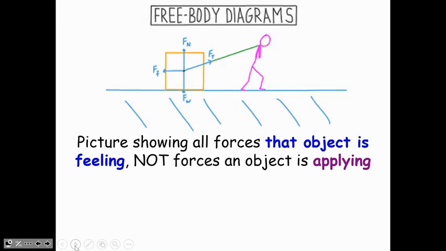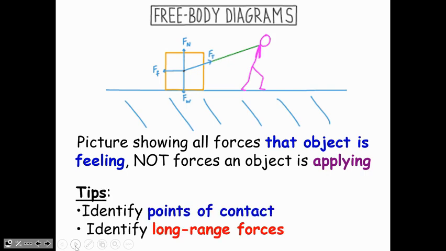And we'll start to summarize this idea with something that we call free body diagrams. A free body diagram is a picture where you draw all of the forces that object is feeling. So this does not include the forces the object applies to other things. It's very kind of egocentric for that object. It's only the forces that that object is feeling at that moment.